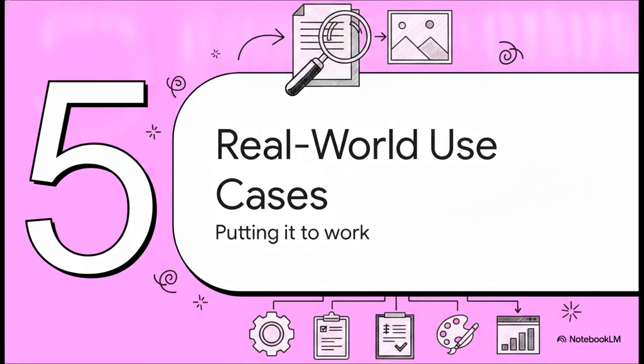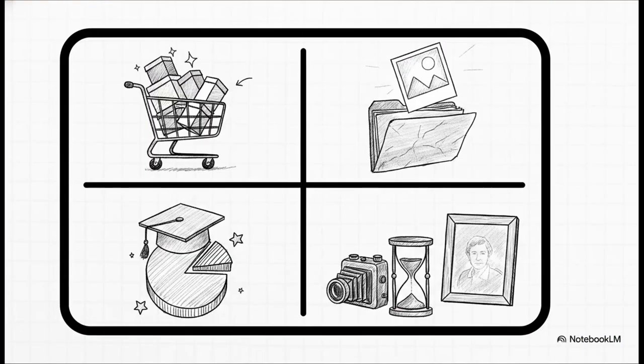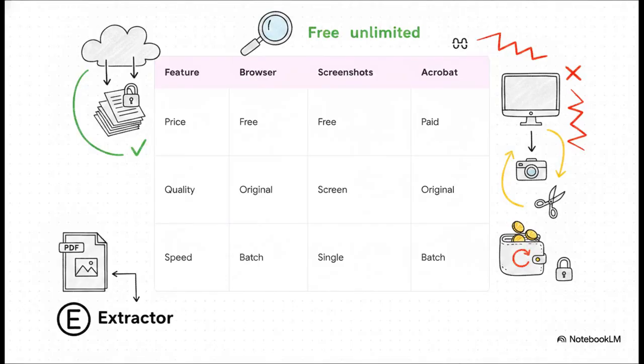Section 5. Real-world use cases. Putting extraction to work. So let's ground this in reality. Where does this actually save the day in our everyday workflows? Think about catalog recovery. Imagine harvesting high-quality product photos out of a massive supplier PDF without taking hundreds of blurry screenshots. Or rescuing a pristine photo from an old company brochure when the original file is long gone. It's also incredibly useful for students pulling diagrams from research papers, or for archiving historical photos that are embedded in old scanned documents.